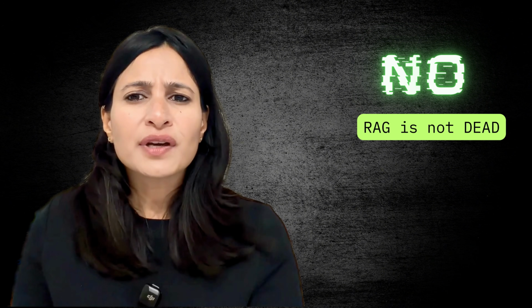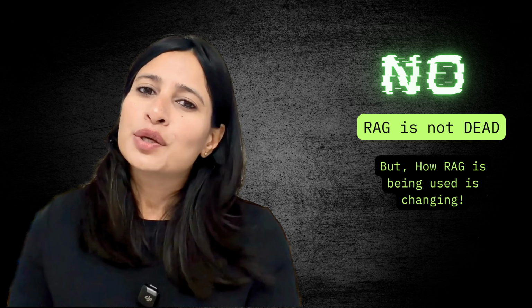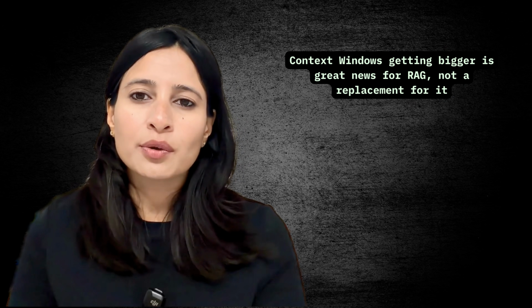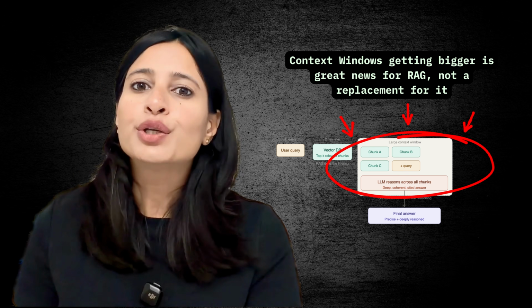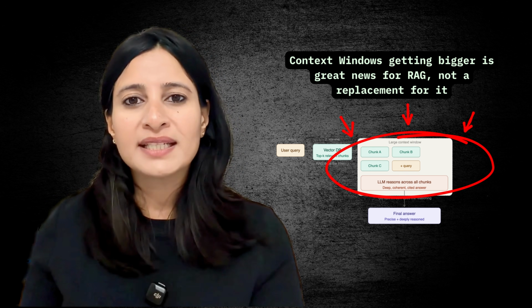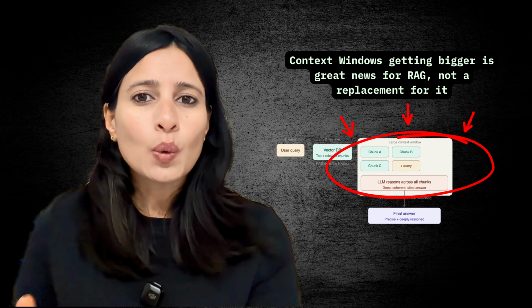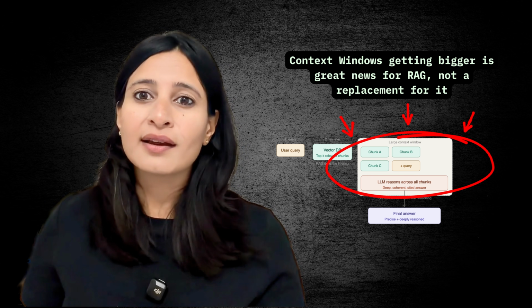So no, RAG is not dead. But if you are still using it the same way people did a year ago, you are probably behind. Context windows getting bigger is great news for RAG, not a replacement for it. Because now when you retrieve 10 relevant chunks, the model has enough room to reason across all of them deeply. RAG's role is shifting from being the only way to inject knowledge to being the smart filtering layer before the context window.